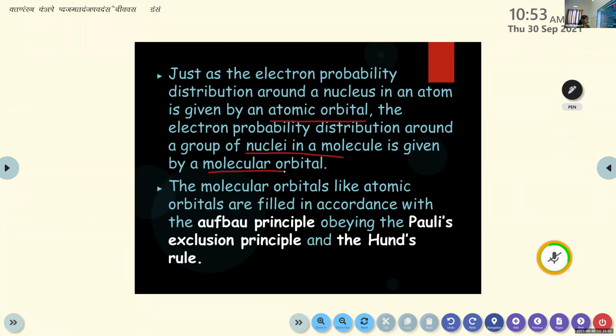Okay. And the next point, the molecular orbitals, like atomic orbitals, are filled in accordance with Aufbau principle, then Pauli's exclusion principle and Hund's rule. Do you remember these two? What is Aufbau principle? Tom Sinton, can you tell me Aufbau principle? The orbitals are arranged in the increasing order of their energy. Very good. Increasing order of energy. Then what is Pauli's exclusion principle? Shabari?